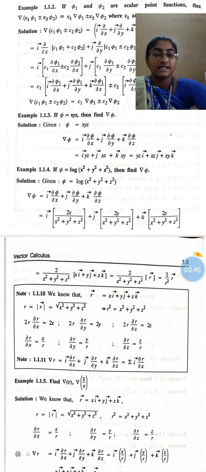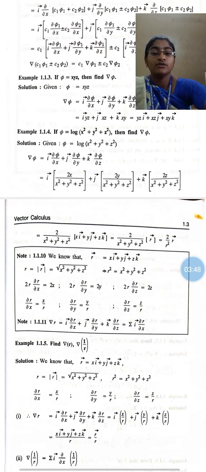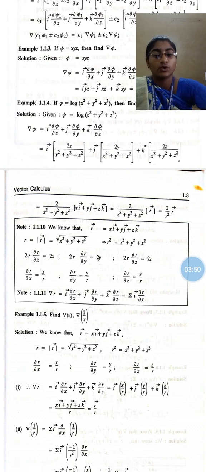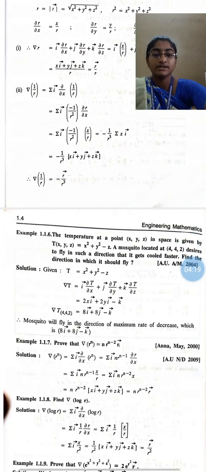Similarly for y and z, in all three terms we have 2 divided by (x square plus y square plus z square) as a common term. Take it outside. The remaining terms are put in the bracket, which is x i vector plus y j vector plus z k vector. We know this value is referred to as r vector, and x square plus y square plus z square can be written as r square. So the value for del phi is 2 r vector divided by r square. Similar examples are given below.